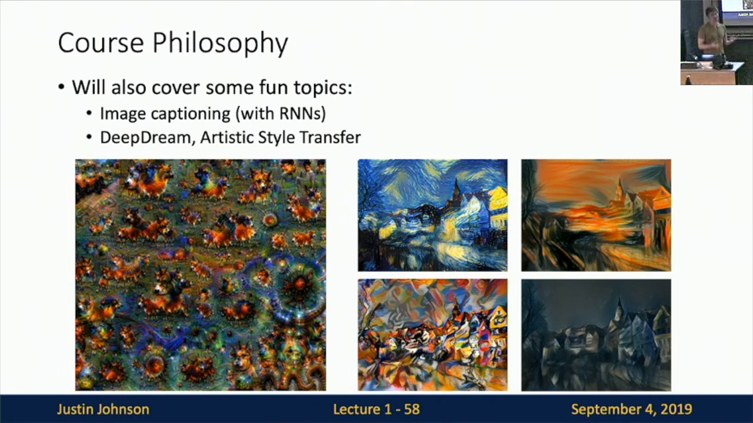So also in philosophy, we would also have a little bit of fun. We'll be covering some fun topics, like image captioning, that we got a good laugh from when I put it up here a couple slides ago, and some of these deep dream and artistic style transfer that lets you use neural networks to generate cool pieces of art, not just improving our lives.